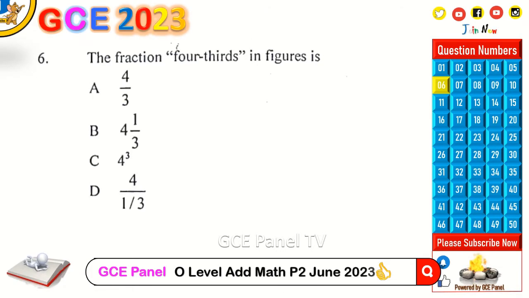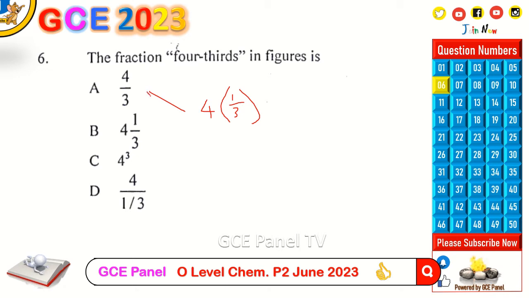Question 6, the fraction for 4 thirds in figures is... So how do you write 4 thirds in figures? 4 thirds means 4 times 1 over 3, okay? 4 times 1 over 3 is 4 thirds. And 4 times 1 over 3 will be equal to 4 over 3, which is A here. So our key is A, that's 4 thirds.